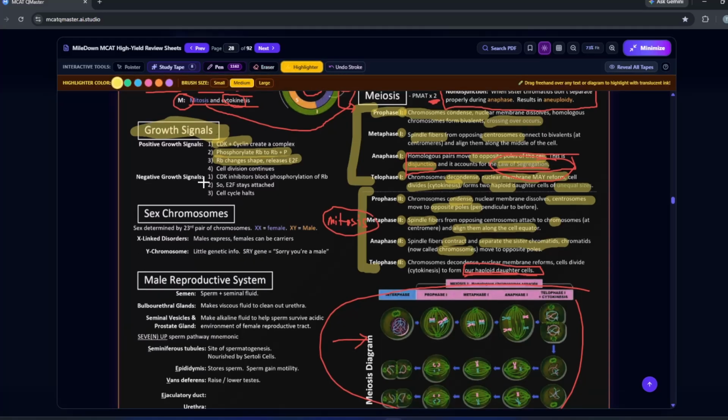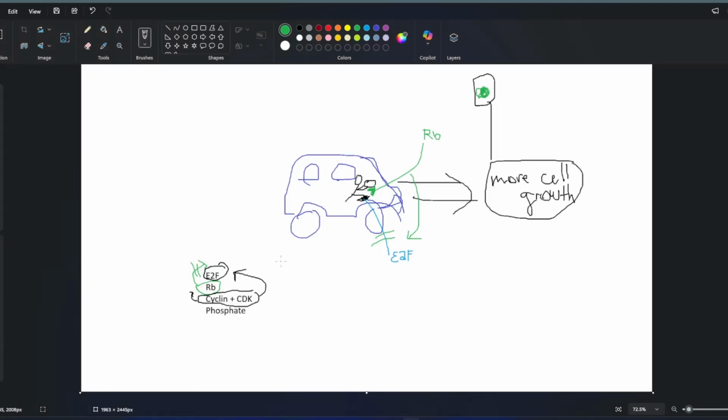And then negative growth signals is the blocking. So that would be your red light, right? So red light is when CDK inhibitors block phosphorylation of RB, so E2F stays attached and your cell cycle just halts. So it stops. So let's go again and review that.